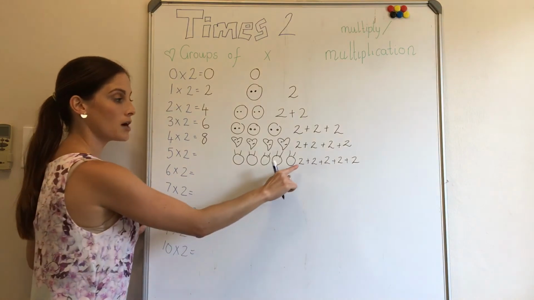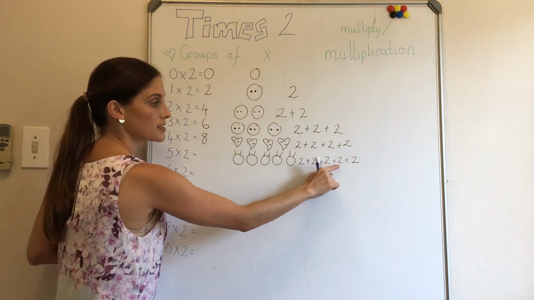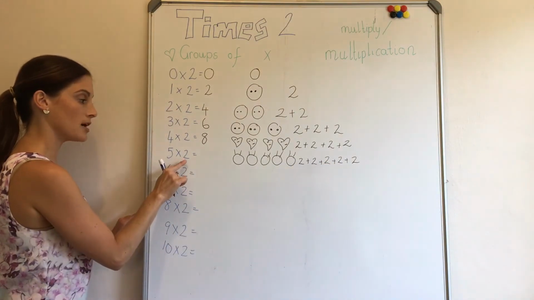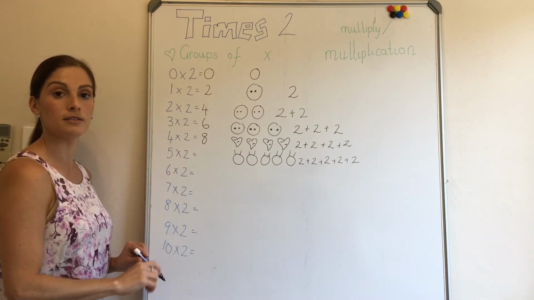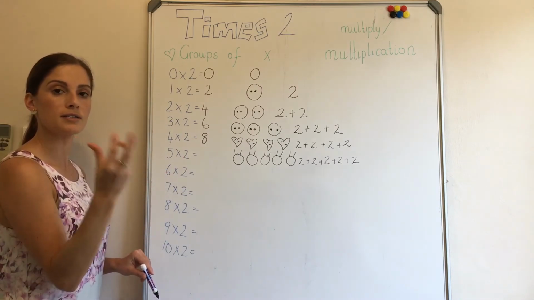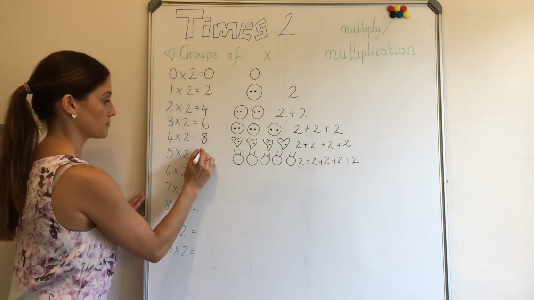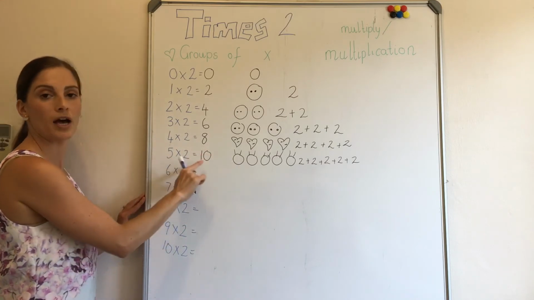Okay, maybe you can count in twos. 2, 4, 6, 8, 10. You can count in twos till you have 5 fingers. 2, 4, 6, 8, 10. And remember, double 5 is 10.